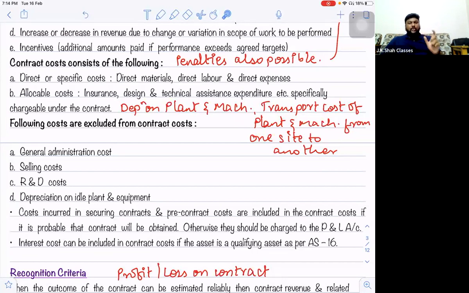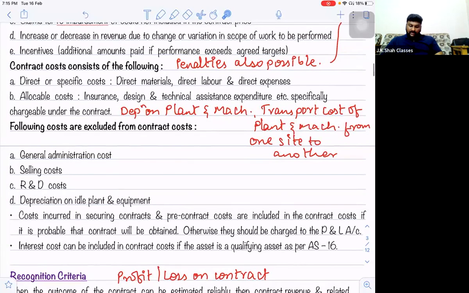So if any interest on loan is paid, that interest can be capitalized. That interest can be shown as the contract cost as well. But it should take substantial period of time, that is 12 months or greater. If a contract gets completed in 6 months, then it will not be considered as taking substantial period of time. So interest cost cannot be added.